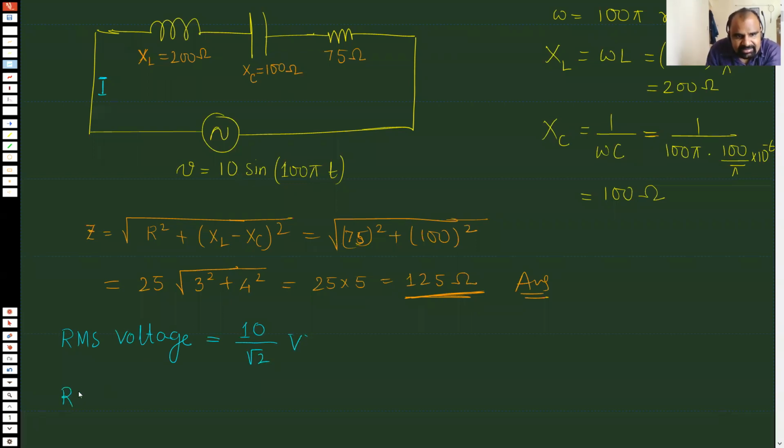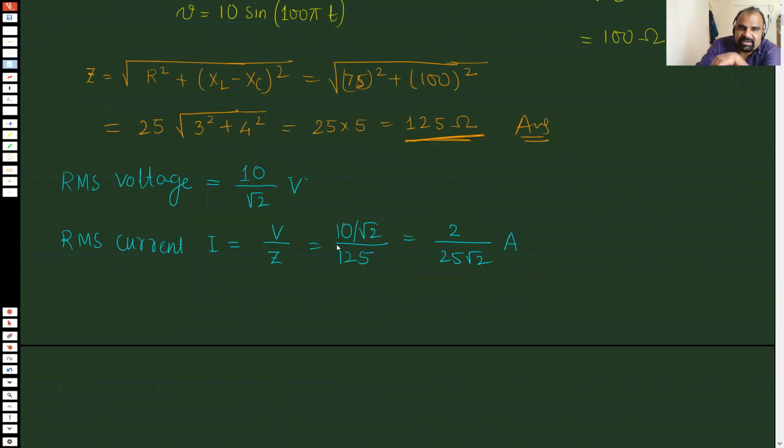Now RMS current will be RMS voltage by impedance. So 10 by root 2 by the impedance we found just now. I'm cancelling by 5, so it is 2 by 25 root 2 ampere. This is the RMS current.